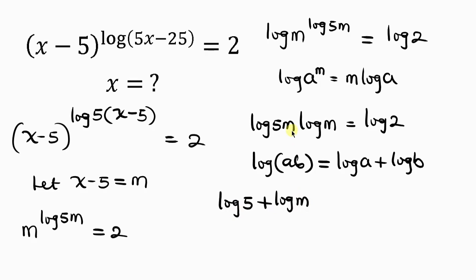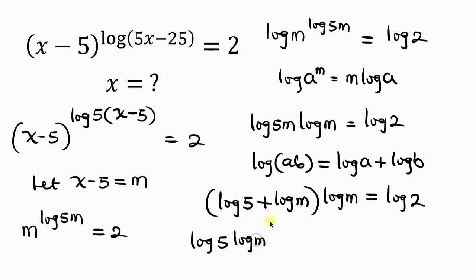And remember, this is multiplied by log m. So let's multiply this expression by log m equal to log 2. Our next step will be for us to open up this bracket. So log m times log 5, I have log 5 log m, plus log m times log m, I'm going to be having (log m) squared equal to log 2.